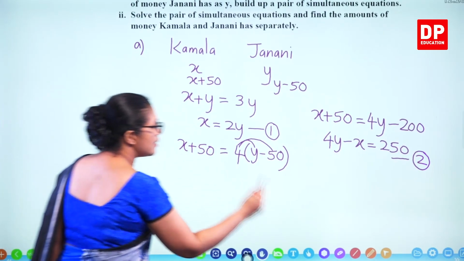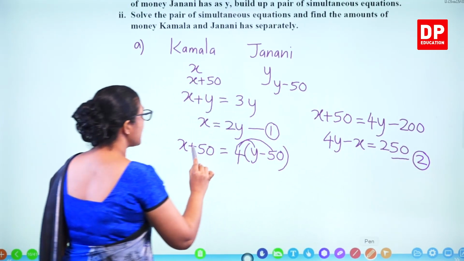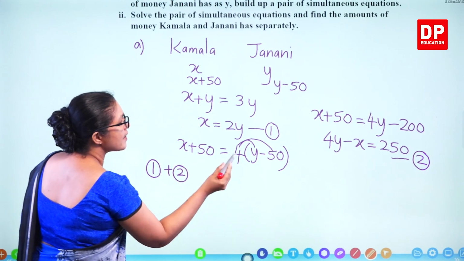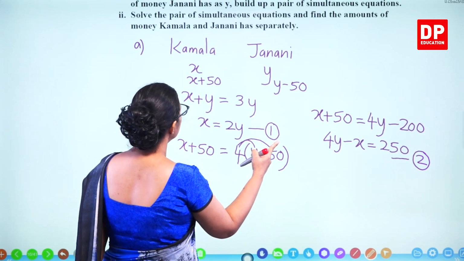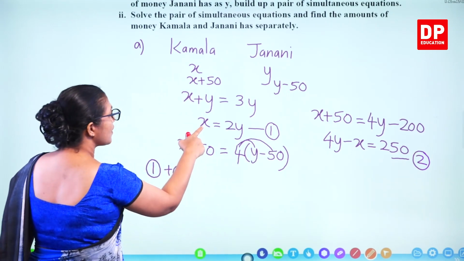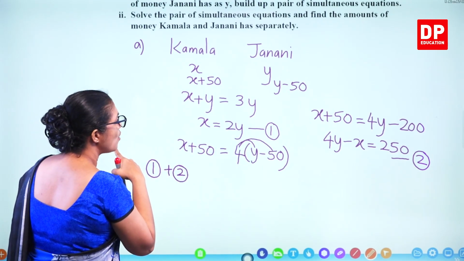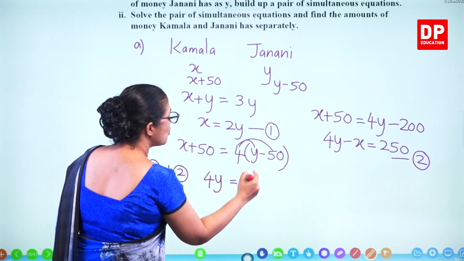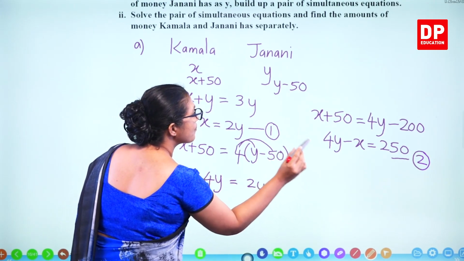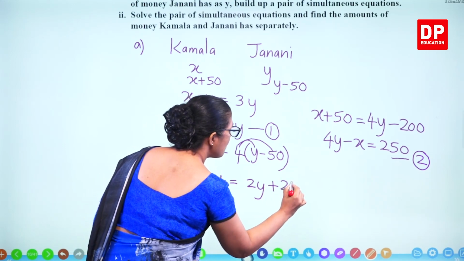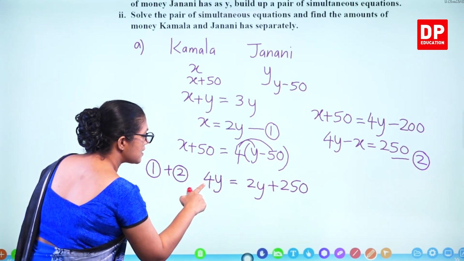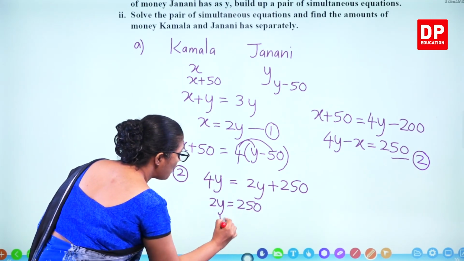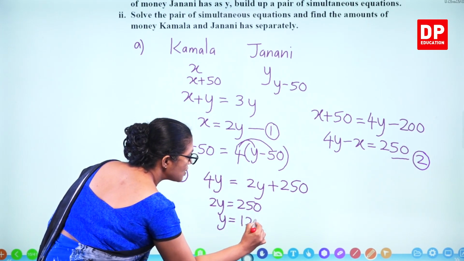How can we solve? When you add them, minus x and plus x get cancelled out. So we can add the 2 equations. On this side x and minus x get cancelled out. So 4y is equal to, here we get 2y, other side plus 250. When you take 2y to this side, 4y minus 2y, you get 2y equals 250. y becomes, divide by 2, 125.